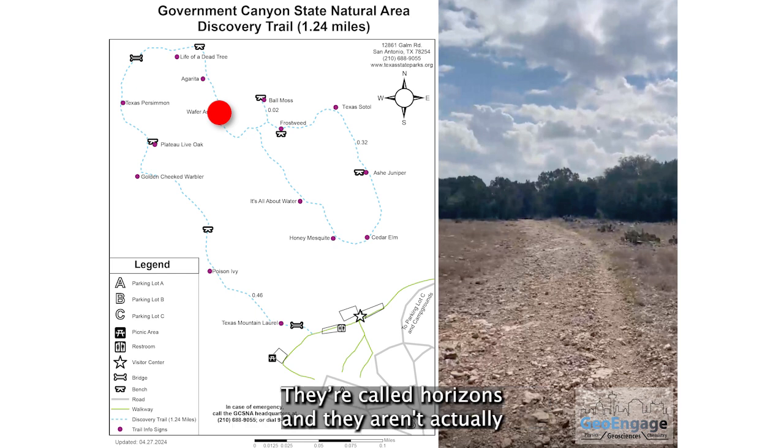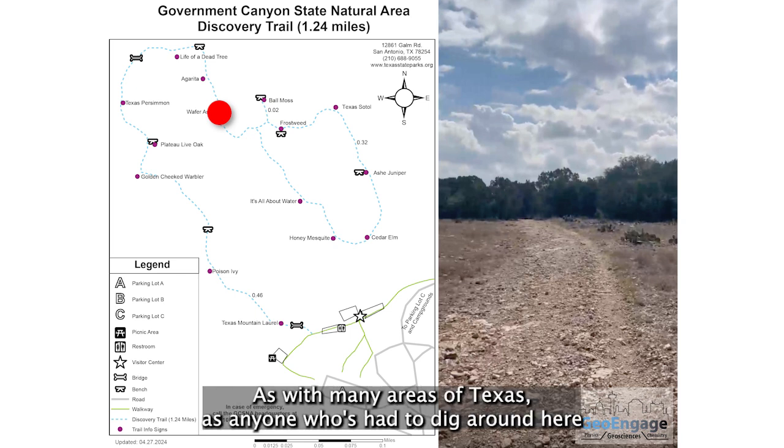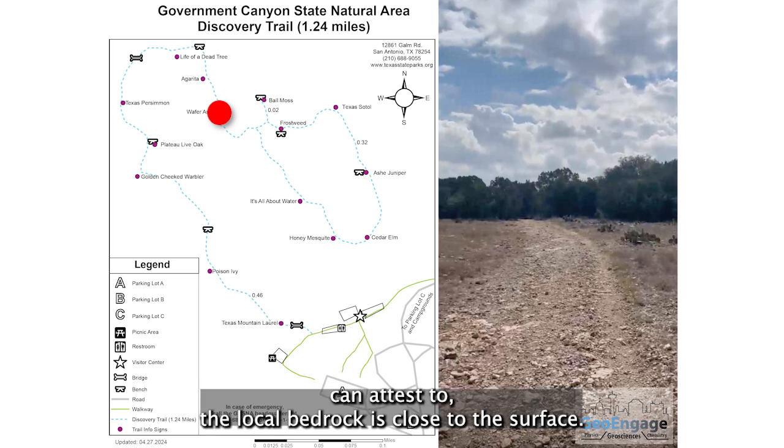Did y'all know, just like rocks, onions, and ogres, there are also layers to soil? They're called horizons, and they aren't actually that deep in this part of the natural area. Here, as with many areas of Texas, as anyone who's had to dig around here can attest to, the local bedrock is close to the surface.